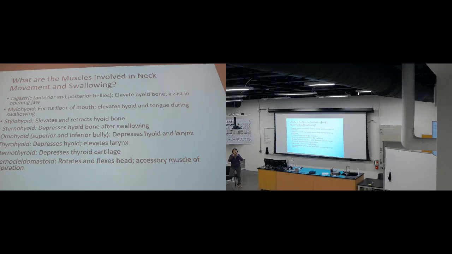And then the sternocleidomastoid is these powerful muscles that we have here on the sides of the neck. So this one rotates and flexes the head and is part of the accessory muscles of respiration. So this one does this when it acts unilaterally, but bilaterally it helps to keep our head extended. And it's called sternocleidomastoid because it runs between the sternum, the clavicle, and the mastoid process.